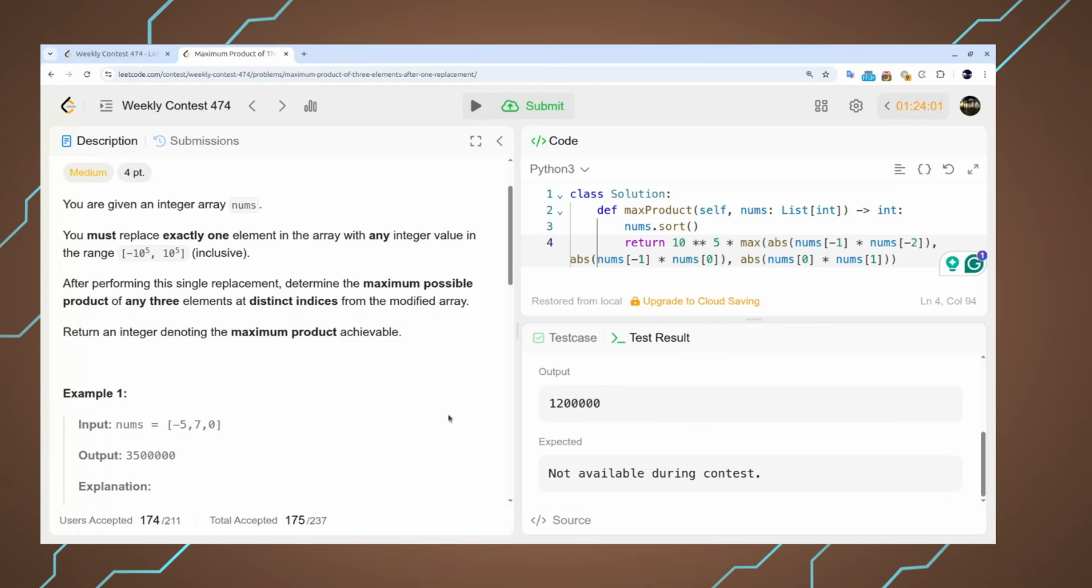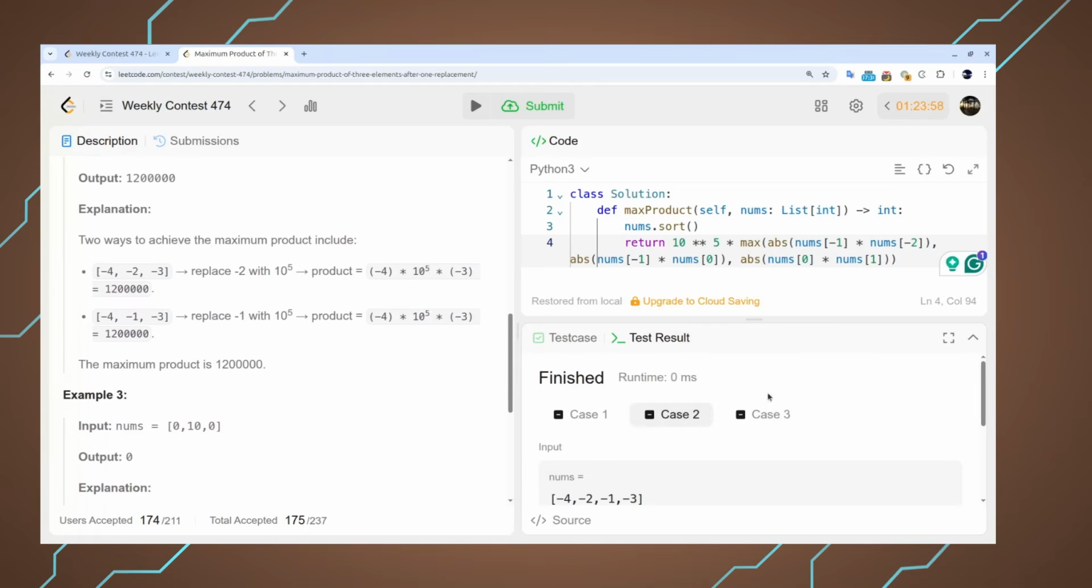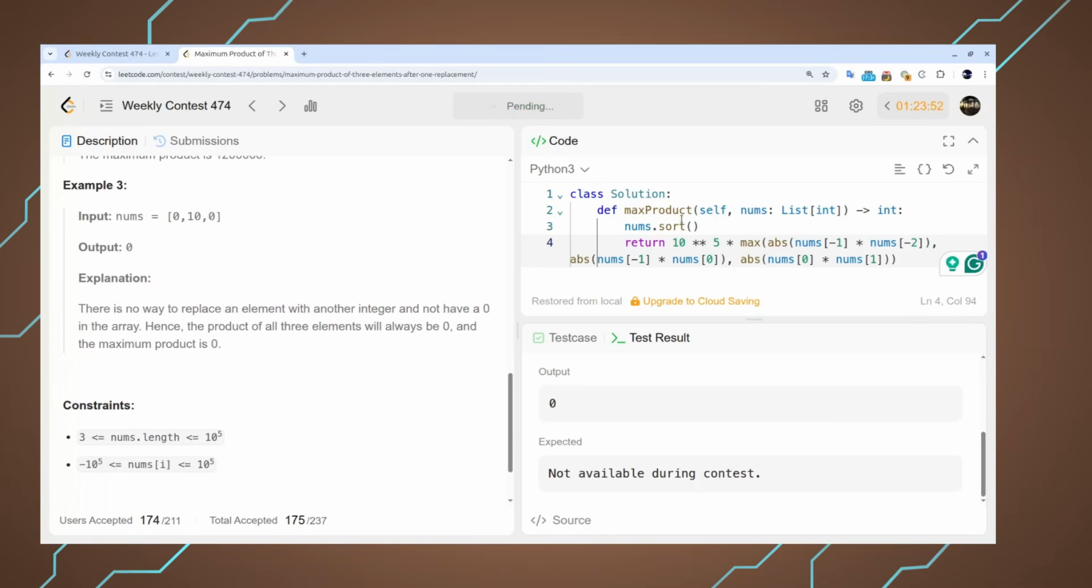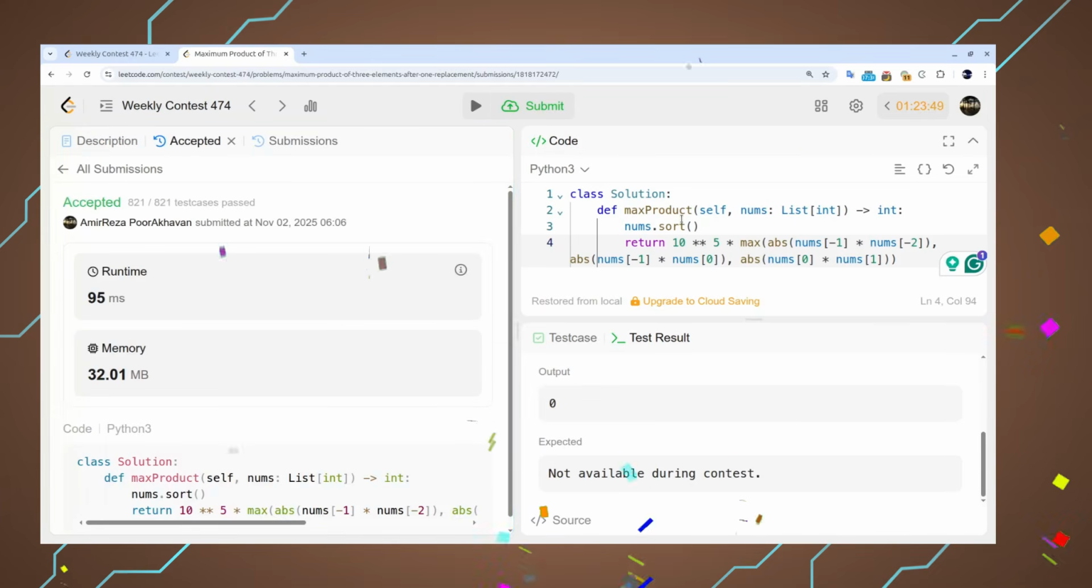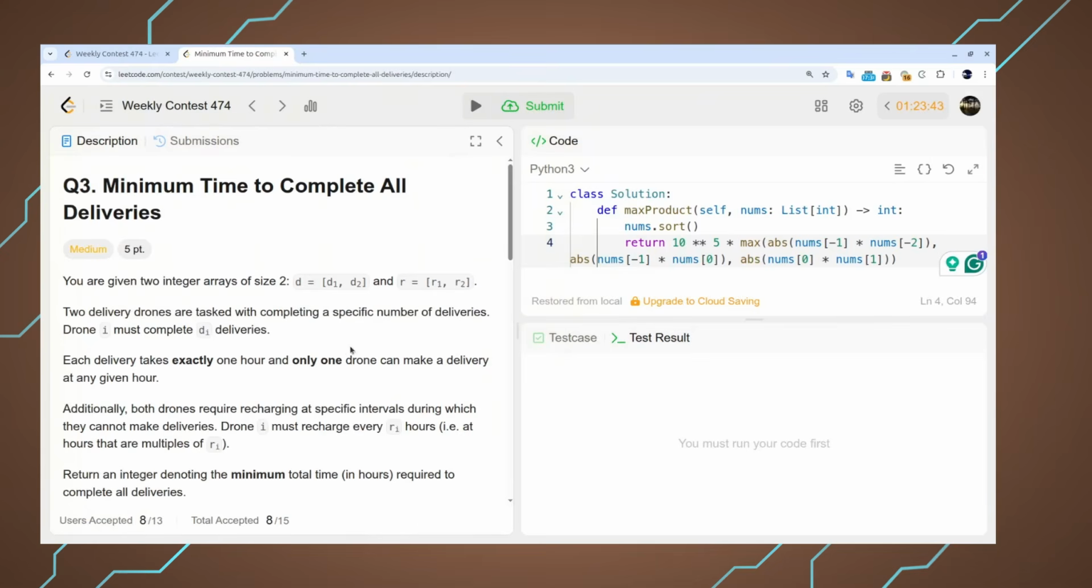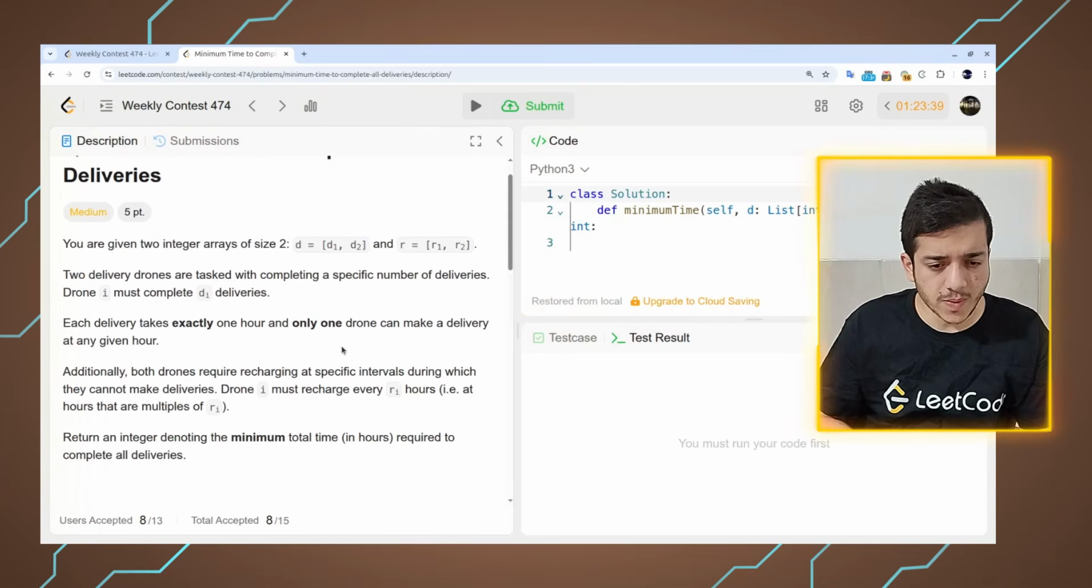Okay, the second test case seems good. Third test case seems good. Okay, we got AC. Okay, Q3.